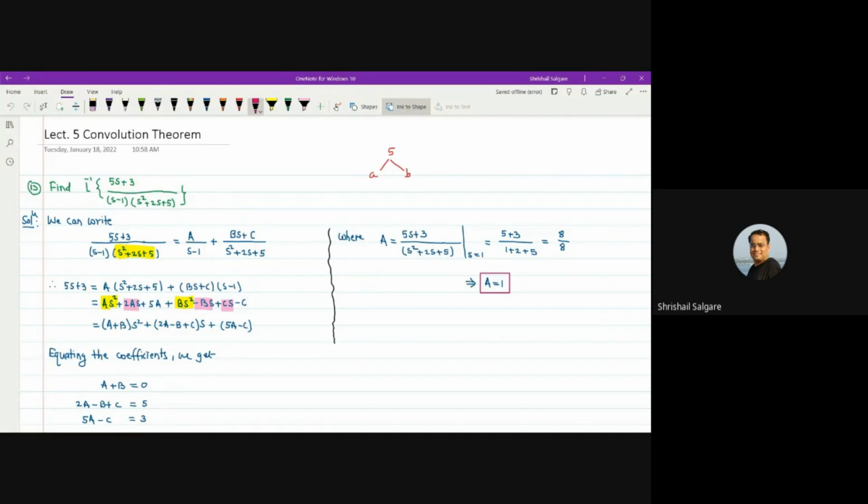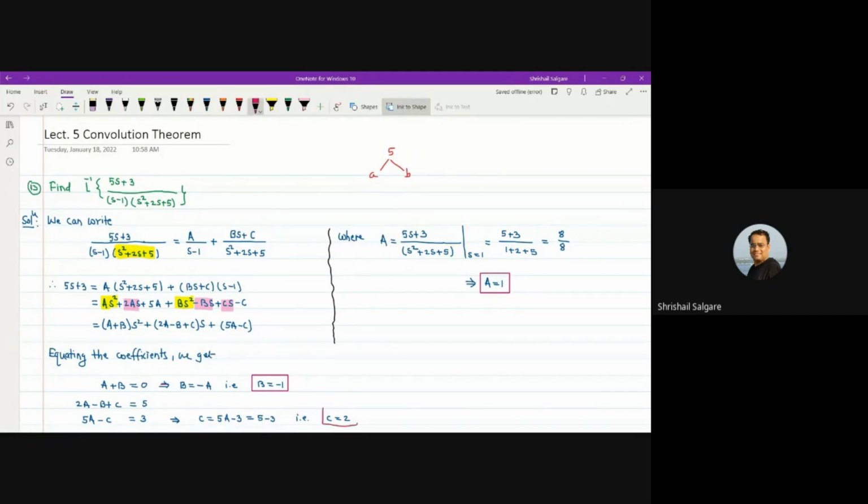Next, I will substitute the value of A. B is given as −A, that is B is equal to −1. So directly you get B equal to −1. Now in this formula, if I substitute the known values, only C is remaining. So C is given as 5A − 3, that is 5 − 3, that is C is equal to 2.